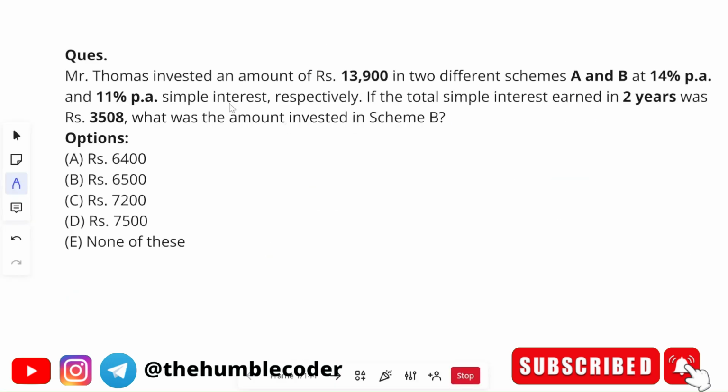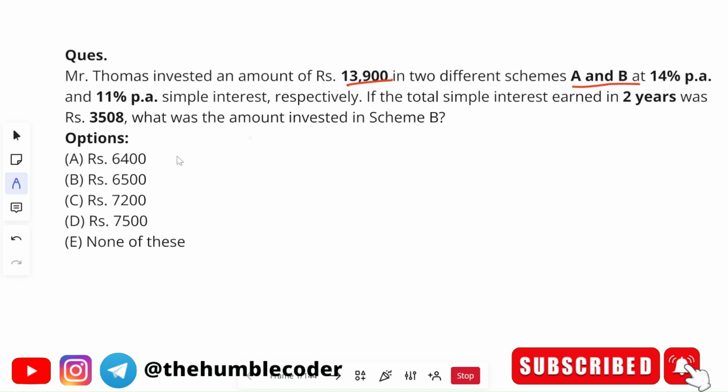Let's look at this question that we have. Mr. Thomas invested an amount of rupees 13,900 in two different schemes, A and B, at 14% per annum and 11% per annum simple interest respectively. If the total simple interest earned in 2 years was 3,508, what was the amount invested in scheme B?